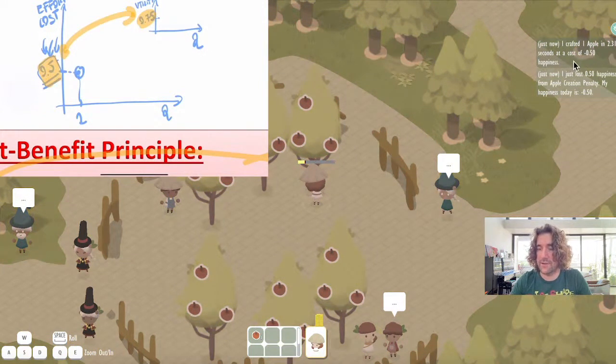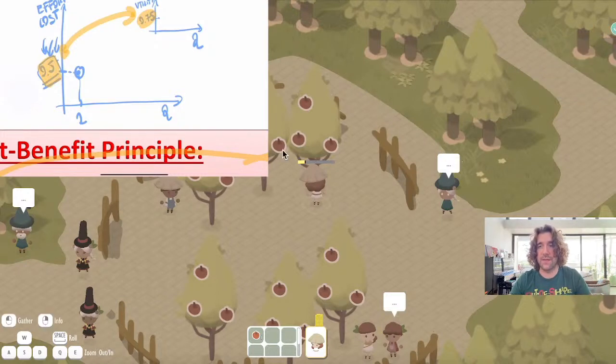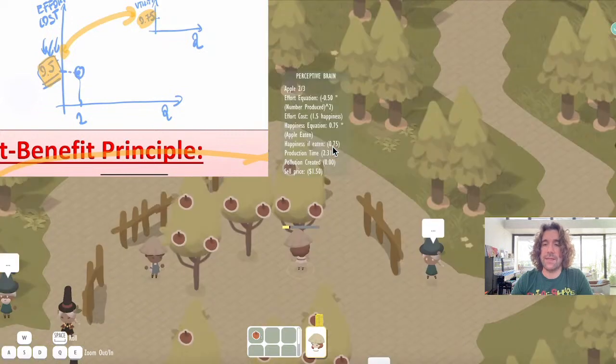You can see that the logs here are telling me that I crafted one apple in 2.3 seconds and it costed me 0.5 happiness. But I of course also gather an apple that can give me happiness later on, so this may be a good decision. And in fact, following the cost-benefit principle, if you want to maximize your happiness, this sounds like the right decision. Now, if I right-click on this apple again, you are going to see something interesting. Now, the number produced, at this point, the decision is, should I produce an extra apple?